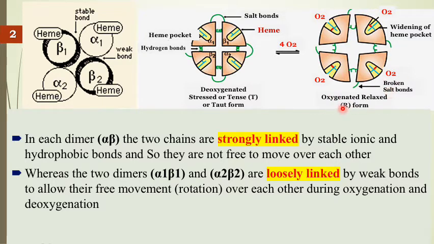This is the relaxed or R form, and the heme pocket becomes wide to accommodate the oxygen molecule to enter inside the pocket and bind to heme. Of course, we have 4 oxygen molecules: the first oxygen, the second, the third, the fourth oxygen. This is the deoxygenated, or the stressed, tense form, capital T, or the tight form. Tight means very compressed, very narrow. As you see, this other one is a wide molecule. The polypeptides are widely separated from each other and the pocket becomes wide.